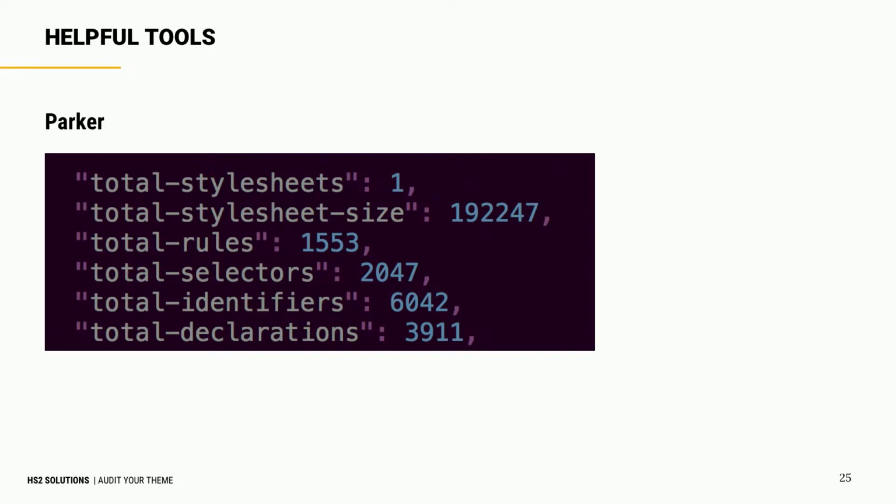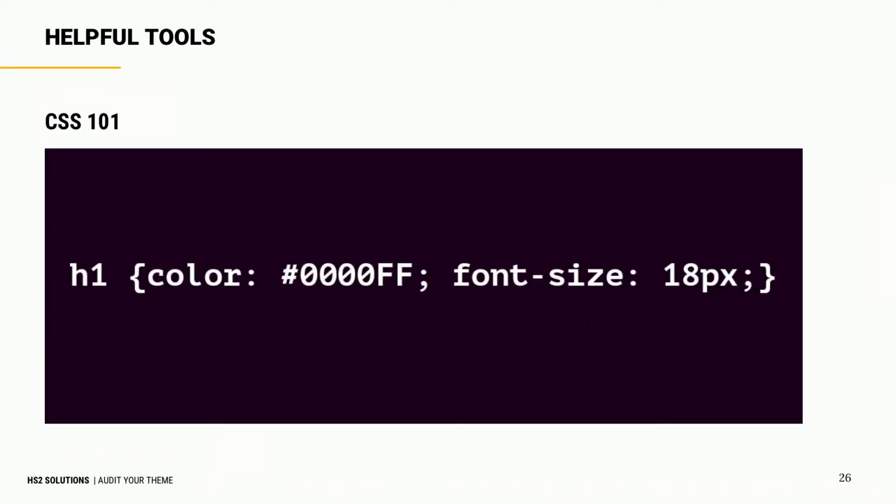Let's talk next about total rules, selectors, total identifiers, total declarations. Wait a second. What are those again in CSS? Does anybody else need a little bit of a refresher? I know I did when I first looked at this. I think I remember rules, selectors, but let's take a step back and just have a quick CSS 101.